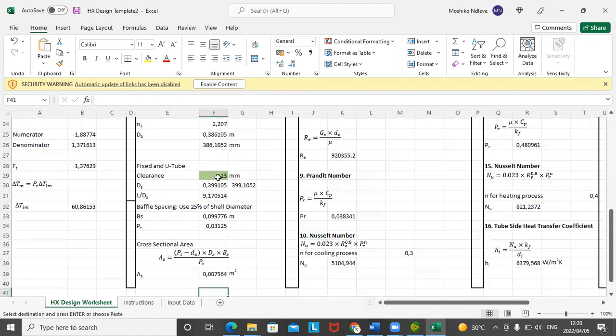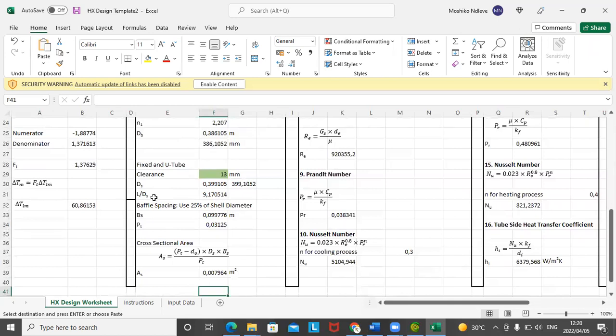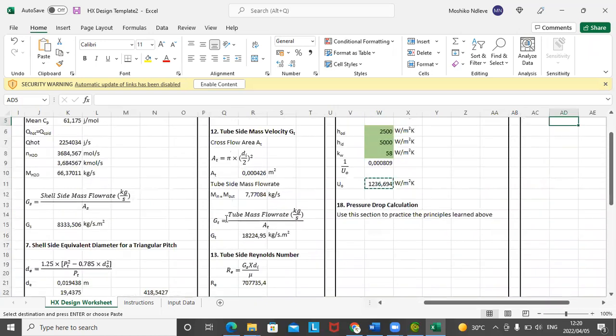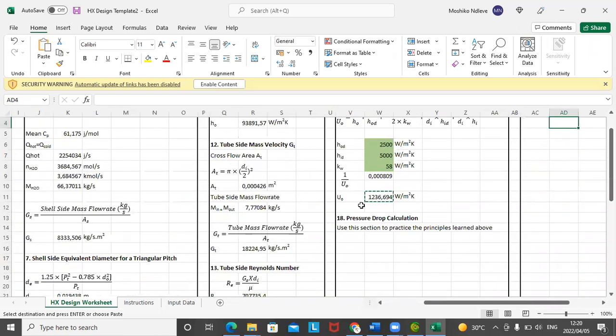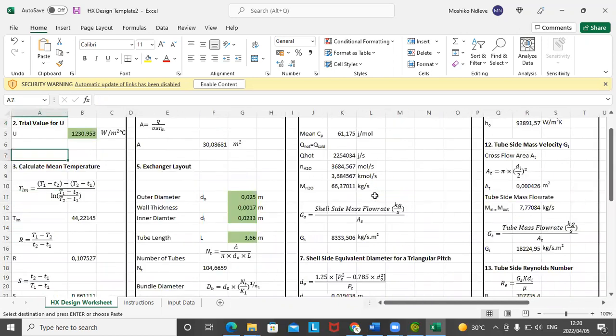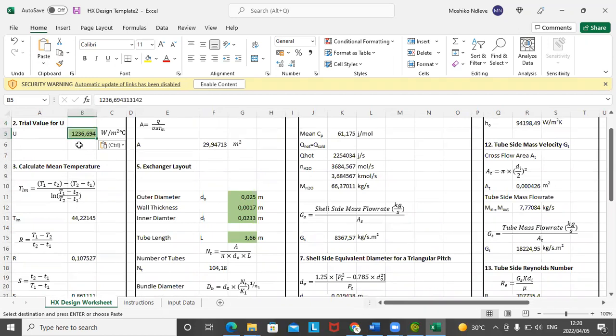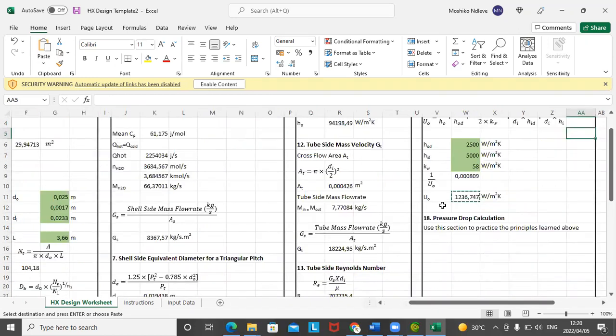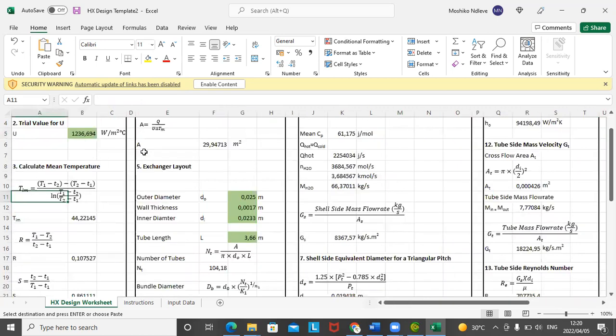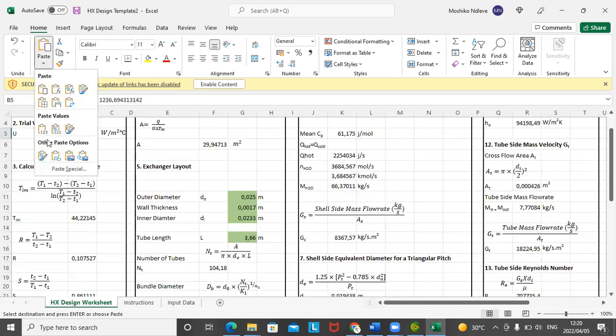There's a place where we put in a calculation of L over D, which is your tube length over your shell diameter, 9.17. It's between 5 and 10, which means our exchanger is working in the approximate right area. And we then come back to check our U value, which is now 1236.69. We then copy that again and compare it to the one we have here. You go back to your new value, you copy that, and you continue doing this until the numbers converge.